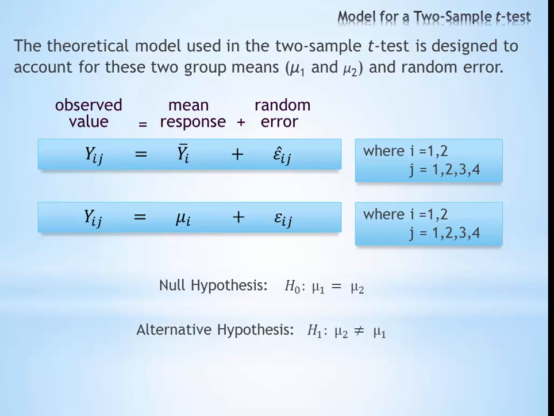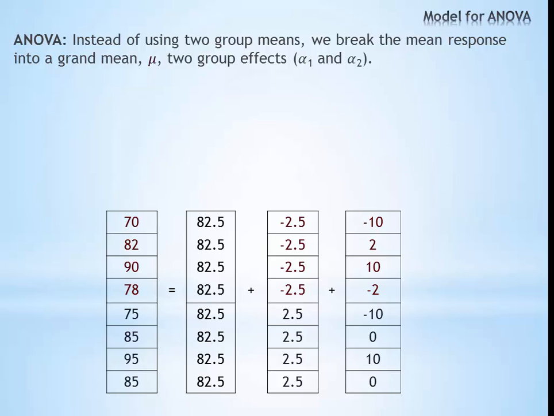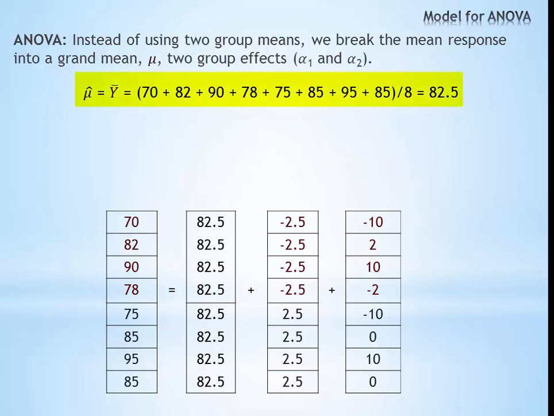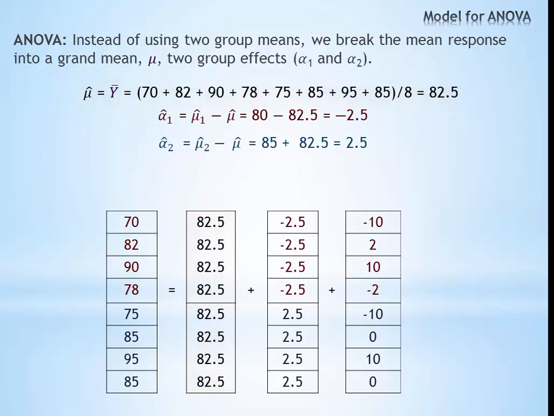In ANOVA, we use a slightly different model. Instead of using 2 group means, we break the response into a grand mean, mu, plus 2 group effects, alpha 1 and alpha 2. Mu hat, which is the estimate of the overall mean, also written y bar, is just 82.5, and we have alpha 1 and alpha 2, which represent the effect size.